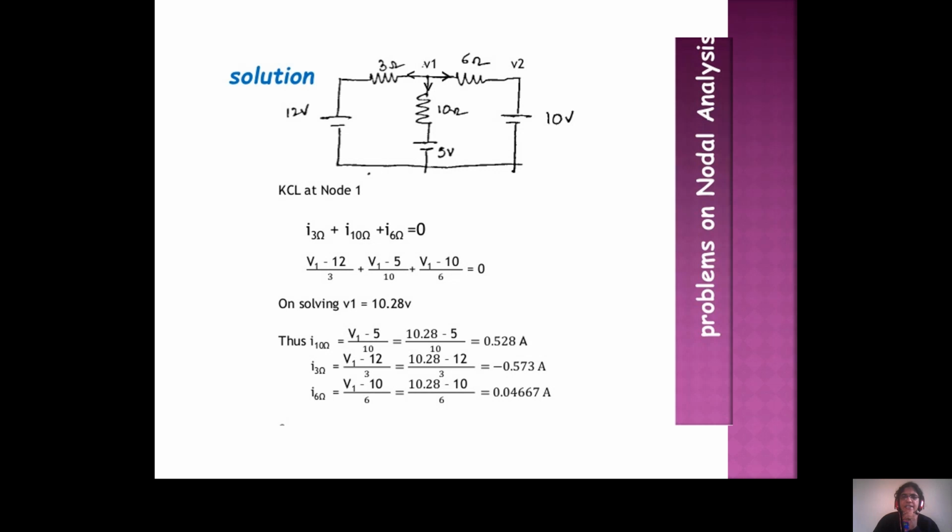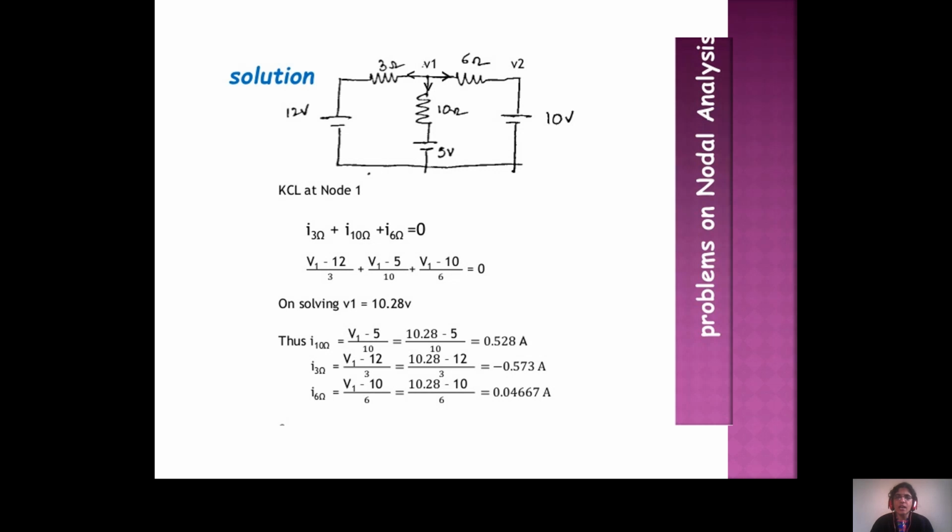The sum of the currents entering is equal to the sum of the currents leaving, so all are leaving the node. So I3 plus I10 plus I6 equal to 0. So V1 minus 12 by 3 plus V1 minus 5 by 10 plus V1 minus 10 by 6 equal to 0. Solving, taking V1 common, you get V1 equal to 10.28 volts.